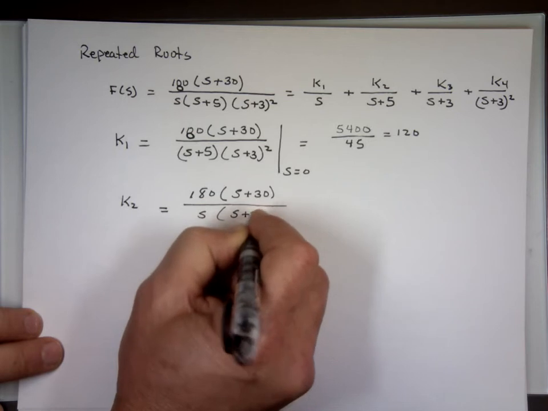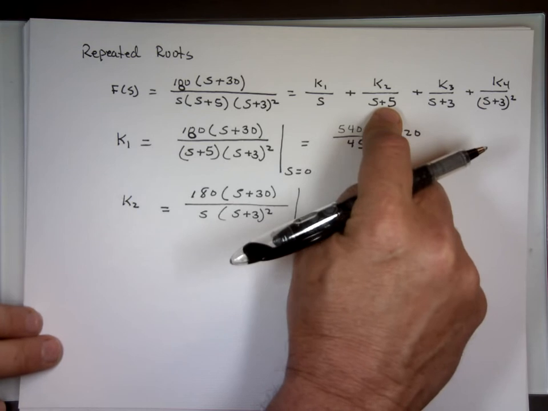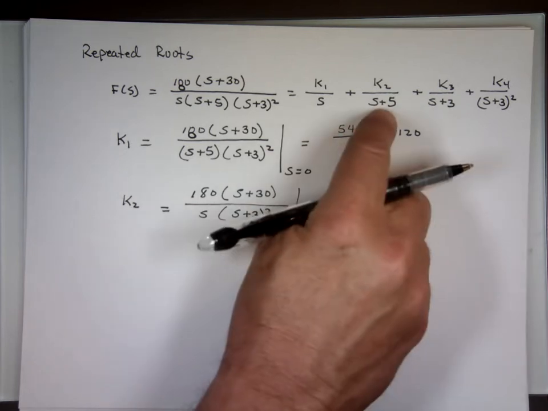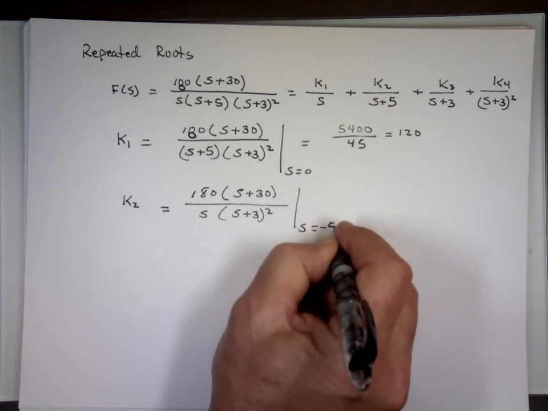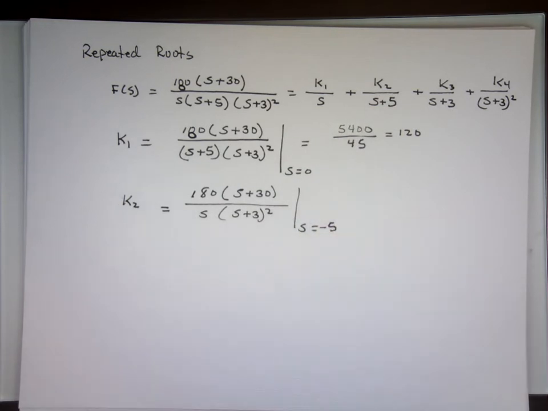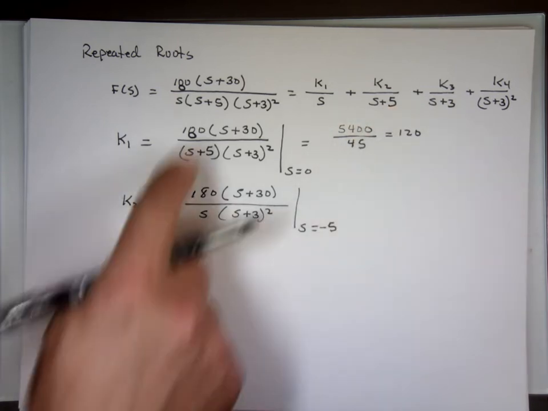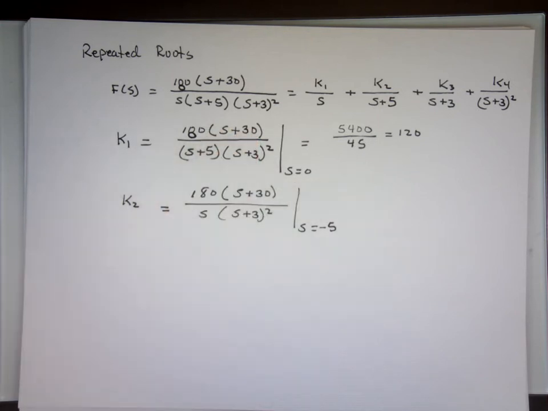But now you want to find out when S equals what? K2 is sitting on top of S plus 5. So what do we do here? Is that negative 5? Because it's sitting on top of S plus 5. So here we go. Negative 5 plus 30 is what, 25? 25 times the 180. It is 4,500.